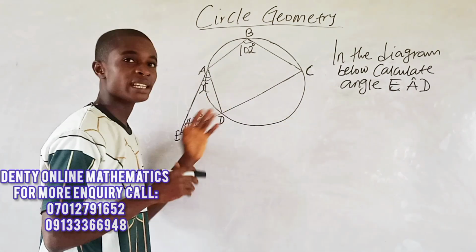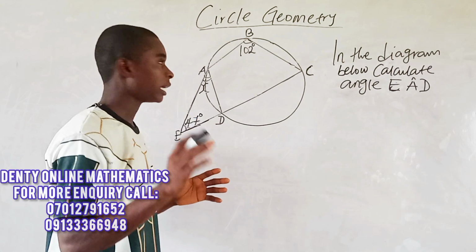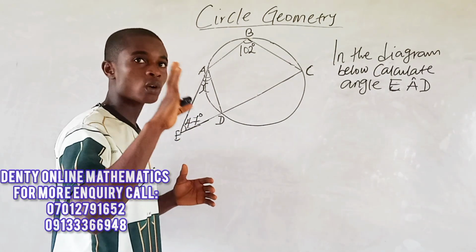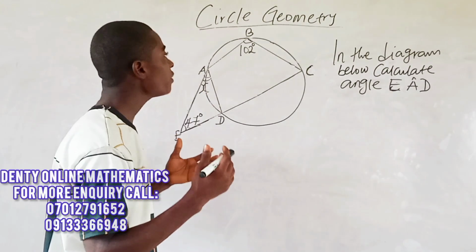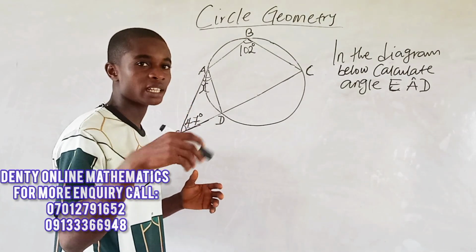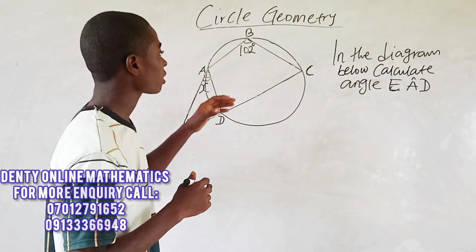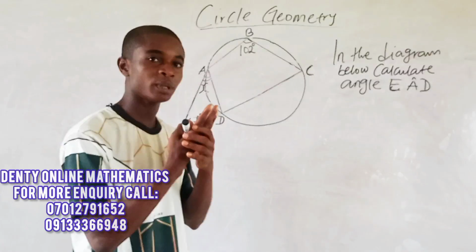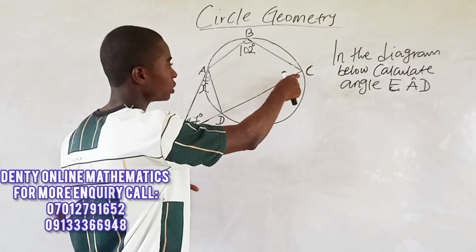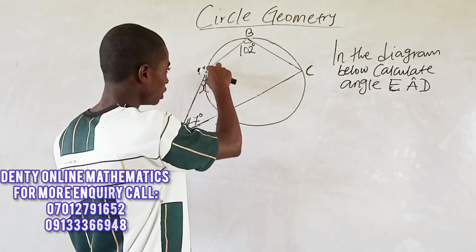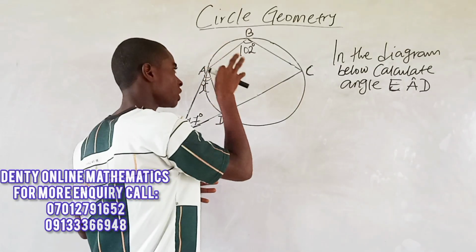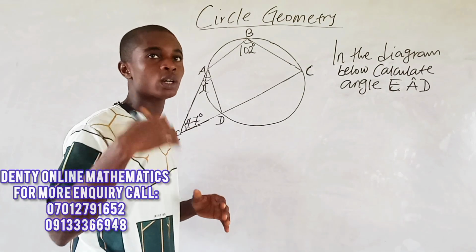Now, this is a cyclic quadrilateral. What is a cyclic quadrilateral? You know, a quadrilateral is a four-sided shape. And if a four-sided shape is inscribed in a circle, it is known as a cyclic quadrilateral. What I mean by inscribed is if a four-sided shape is being put inside of a circle. Just as you know, this is a four-sided shape: 1, 2, 3, and 4. See, it is those 4 points that are inside the circle. So once a four-sided shape is put in a circle, it is known as a cyclic quadrilateral.